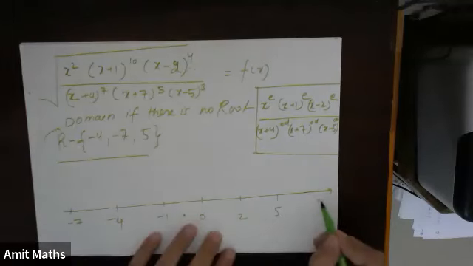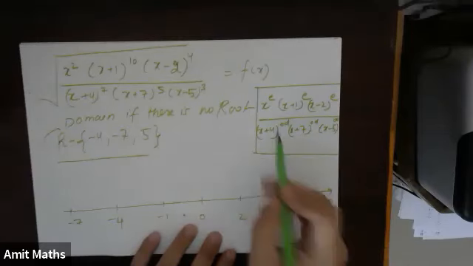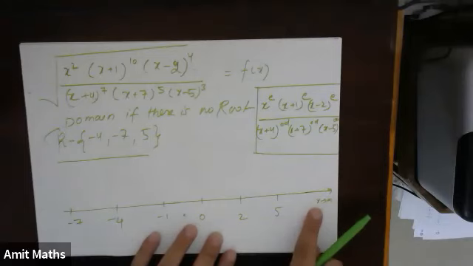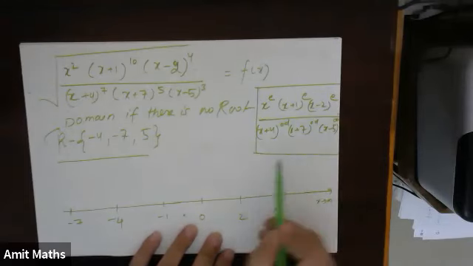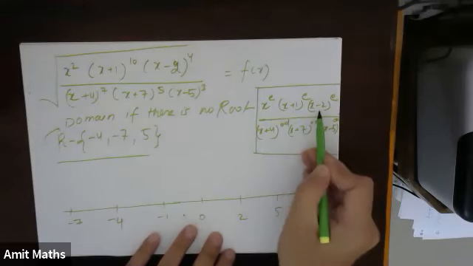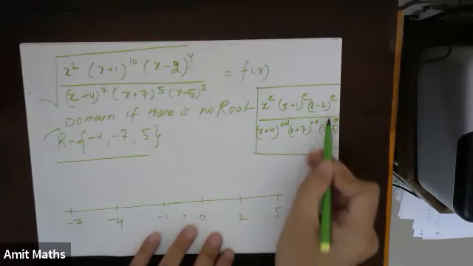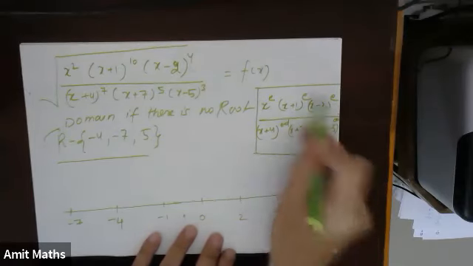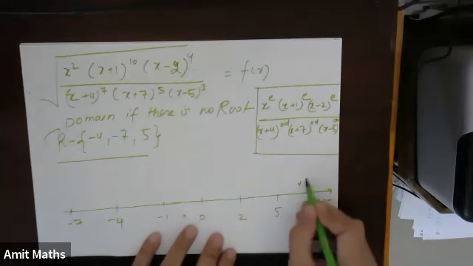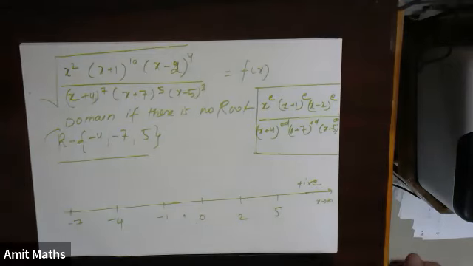I will take x tending to infinity. What will be the sign at x tending to infinity? By infinity I mean x is a very, very large number compared to any other value. So this will be positive, this will be positive, this will be positive, and so on. So the overall sign of this function will be positive.